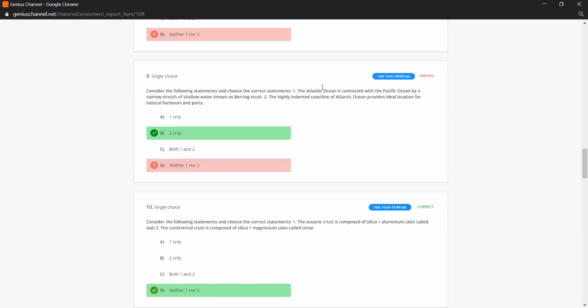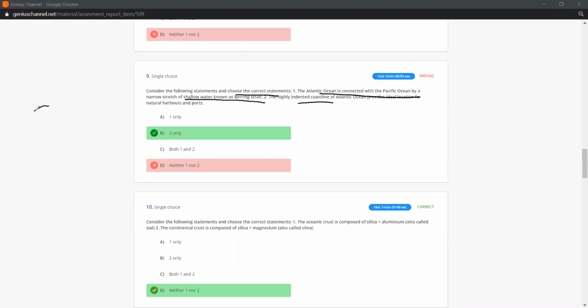Then consider the statement: Atlantic Ocean is correct. This I have to check. I have a confusion, whether they're asking for the correct statement. Anyway, the Atlantic Ocean is connected with the Pacific Ocean through a shallow water body known as the Bering Strait.